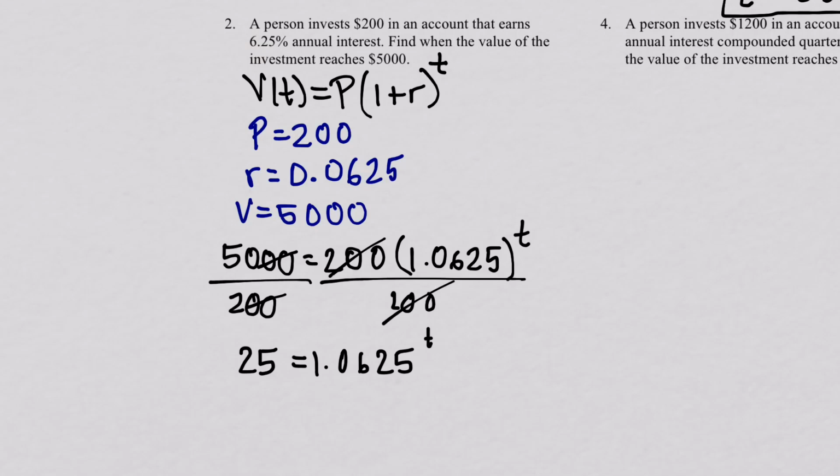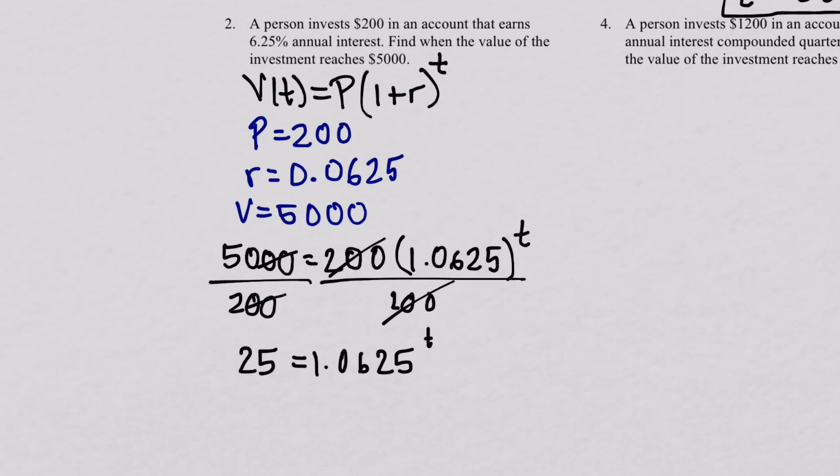Okay, and at this point is where your graphing calculator kicks in again. Let me quickly recap the steps. Under y sub 1, enter 25. That's going to be a horizontal line. Under y sub 2, enter 1.0625 to the power of t.